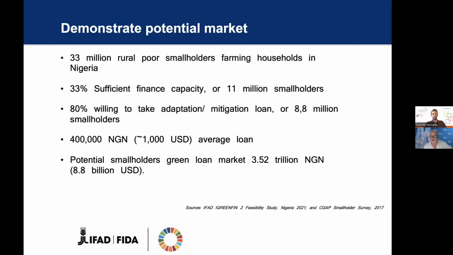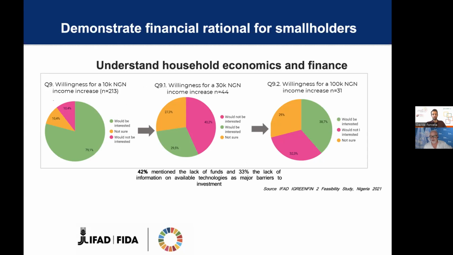Now, can you just go back for a second? Take a look at the bottom. 42% of those surveyed said they had a lack of funds to make investments. So that's a good thing, obviously, from a lending perspective. But 33% also cited lack of information on available technologies for climate adaptation as a major barrier. So these are two major barriers: lack of capital, lack of information. And that's something that organizations like IFAD can actually solve. So they need technical support for financing, or they feel like they do.